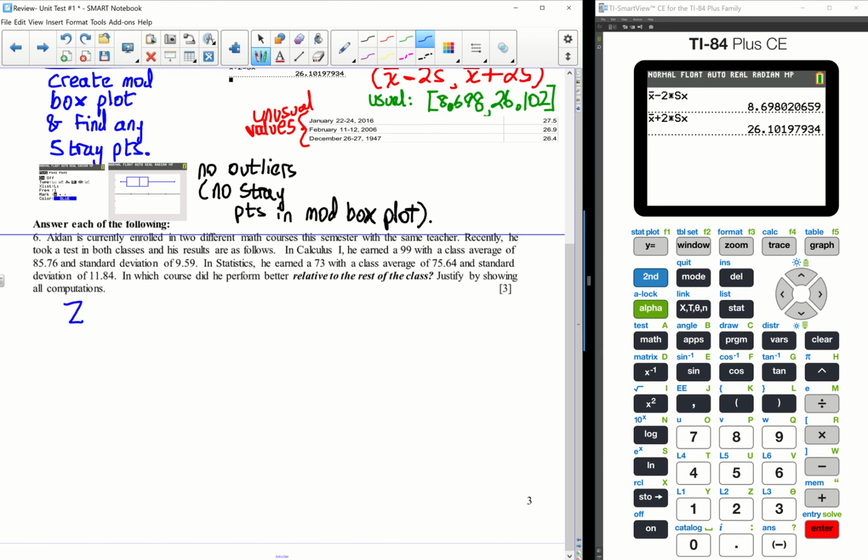We have z-scores for calculus, and we have z-scores for statistics. All right, he got a 99. His score is a 99. Class average is 85.76. This is real data, by the way. This actually happened last semester.